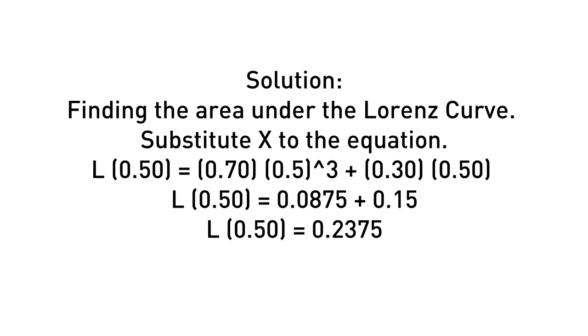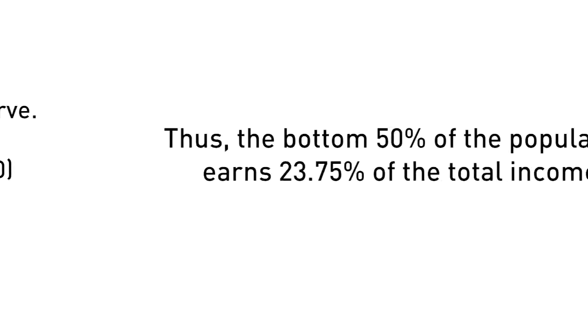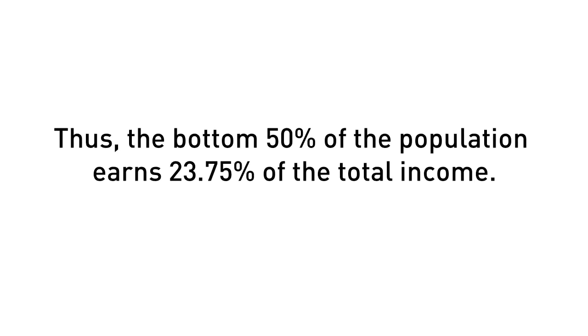Substitute x into the equation. L of 0.50 is equal to 0.70 times 0.5 cubed plus 0.30 times 0.50. L of 0.50 is equal to 0.0875 plus 0.15. L of 0.50 is equal to 0.2375. Thus, the bottom 50% of the population earns 23.75% of the total income.